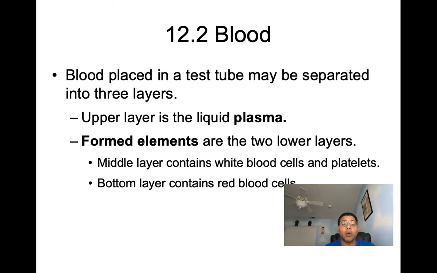The upper layer is going to be called the plasma. The plasma is the liquid portion of our blood. The other 2 layers together form what we call our formed elements. Our formed elements will include our white blood cells, or leukocytes, and our platelets. They're going to be found in the middle layer. And then the bottom layer is going to be made up of red blood cells, or erythrocytes.